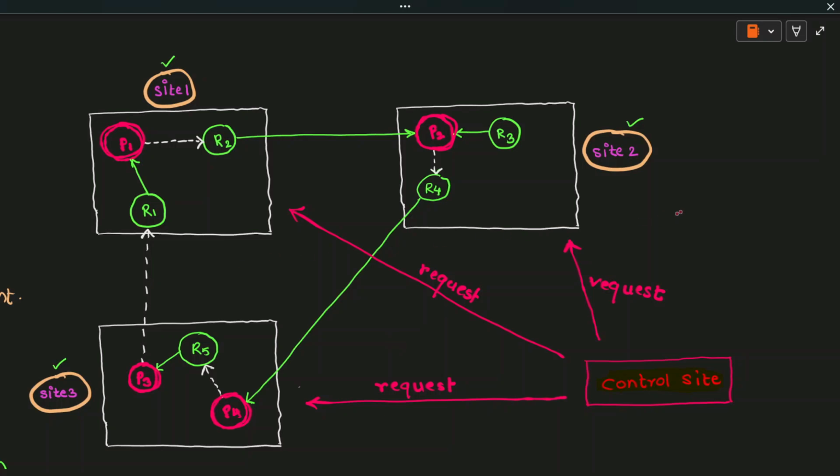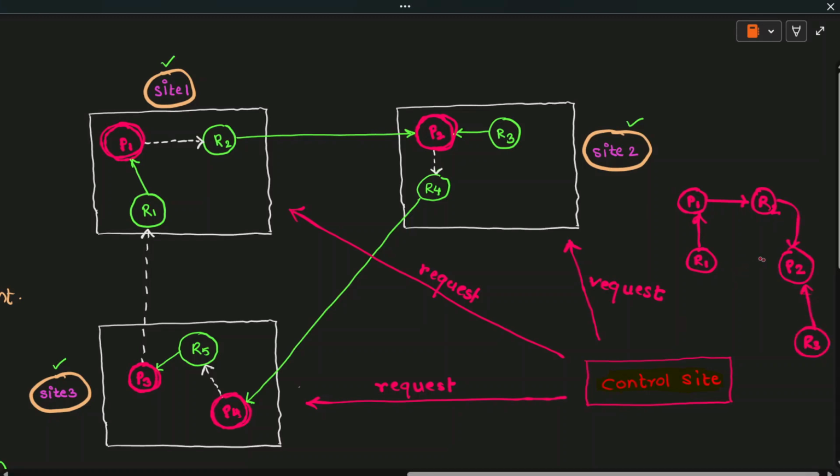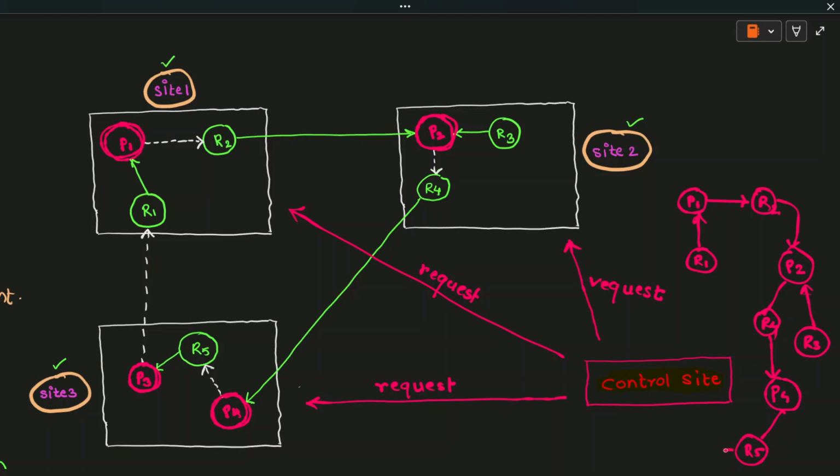Site 1 will give its reply in this form. Suppose site 1 tells that P1 is the process which requires resource R2 and P1 is holding resource R1. Site 2 will reply that P2 is holding resource R2, P2 is also holding resource R3 and P2 is waiting for resource R4. Site 3 will tell that P4 is holding resource R4, and P4 is waiting for resource R5. This resource R5 is held by process P3, but process P3 is waiting for resource R1.